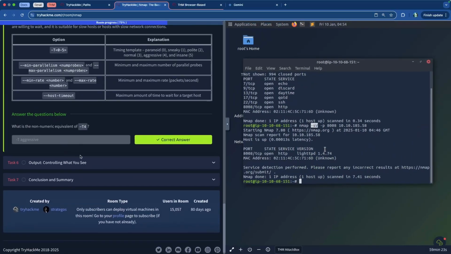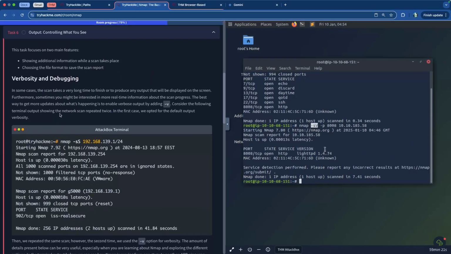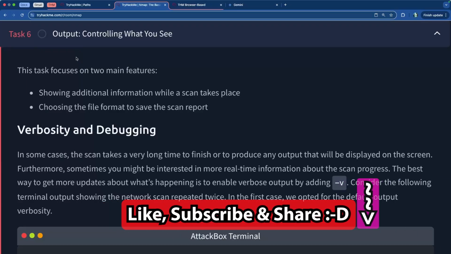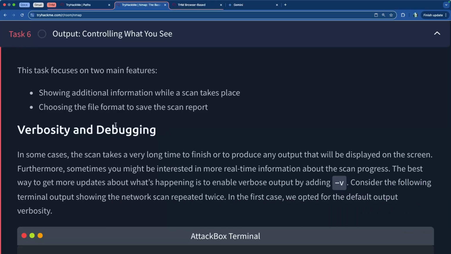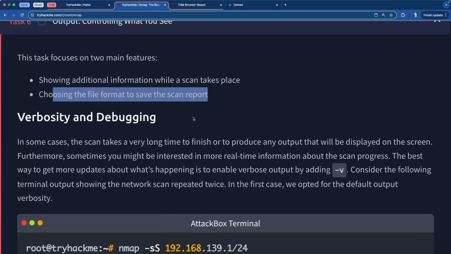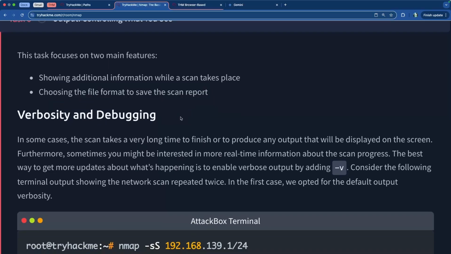All right, so now let's get some instructions on how to actually generate some output files for ourselves. When I think of output, I think of an output file, but the way that they're talking about output is how verbose the response is going to be and what you're going to end up seeing, and how you can debug things. So I'm just jumping to all the wrong conclusions today. It focuses on two main things: showing additional information while a scan is taking place, which is called verbose or verbosity, and showing the file format to save the scan report. Okay, I guess we are going to be talking about actual output files.